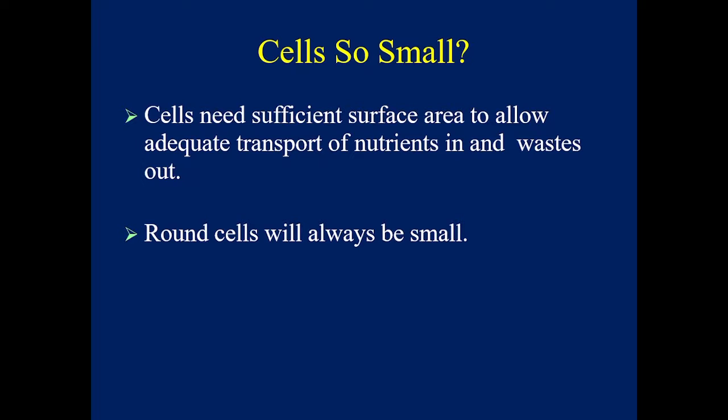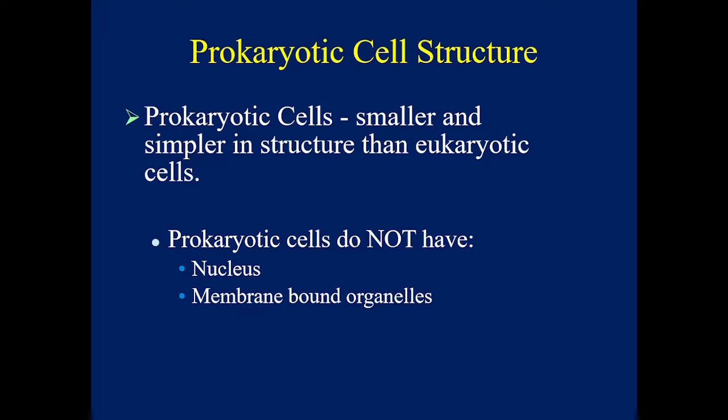Cells need sufficient surface area to allow adequate transport of nutrients in and wastes out. So cells will always be small. In general, questions may ask why cells are so small. And let's learn about prokaryotic and eukaryotic cell structures. Prokaryotic cells are smaller and simpler in structure than eukaryotic cells.